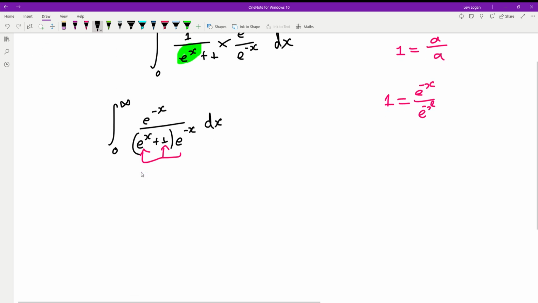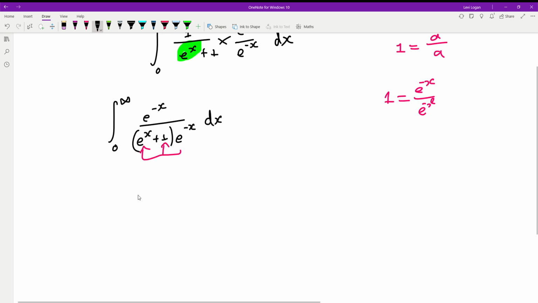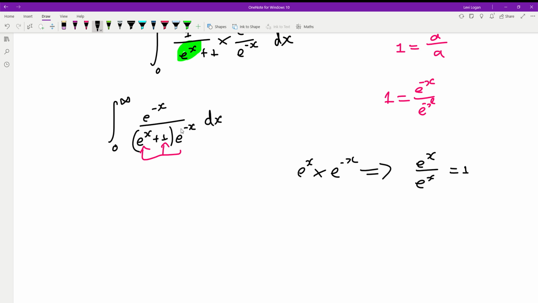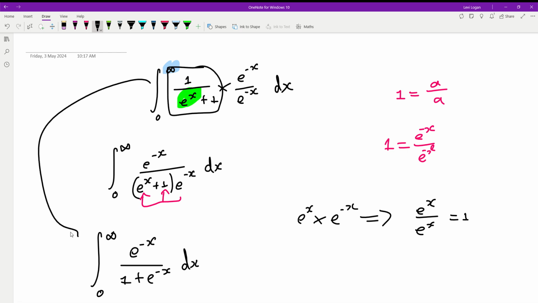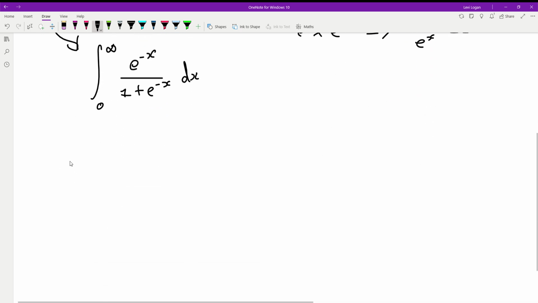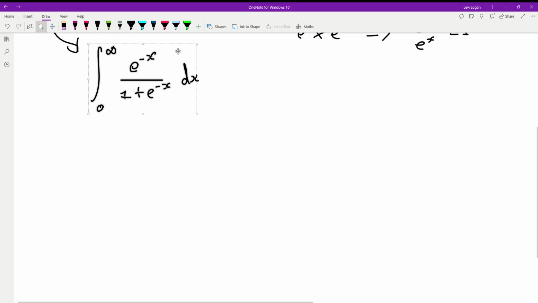So this bottom bit here will cancel out, because if you have e to the x times by e to the negative x, that's the same as just e to the x on e to the x, which is just 1. And then 1 times e to the negative x is just e to the negative x, so we'll have the integral from 0 to infinity of e to the negative x on 1 plus e to the negative x. So in one step we've gone from a really complicated integral to one that isn't actually so bad, mainly because we can actually do a u substitution on it.